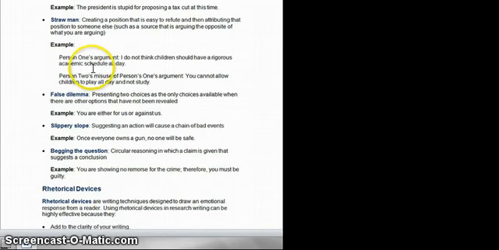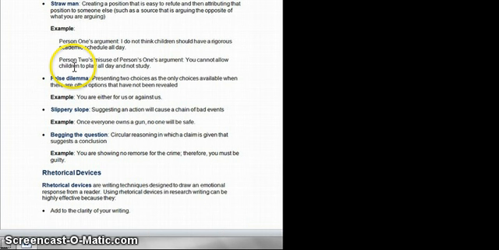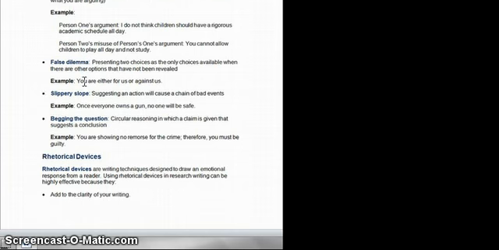Person 1's argument: I do not think children should have a rigorous academic schedule all day. Person 2, misuse of person 1's argument: You cannot allow children to play all day and not study. False dilemma, presenting two choices as the only choices available when there are other options that have not been revealed: You are either for us or against us.